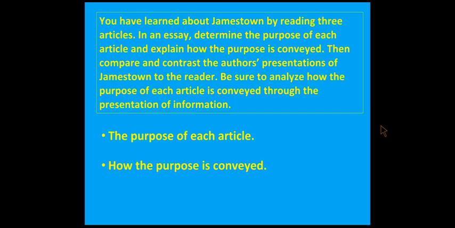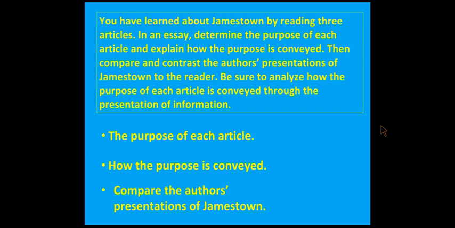The next point that you need to hit is how the purpose is conveyed. Now remember, there are 3 ways that a purpose can be conveyed. It can either be through historical facts, through demonstrations, or through examples. At the top of each article, you wrote down how the purpose was conveyed. So if you went to the starting time, you have a note there that says how the purpose of each article is conveyed.